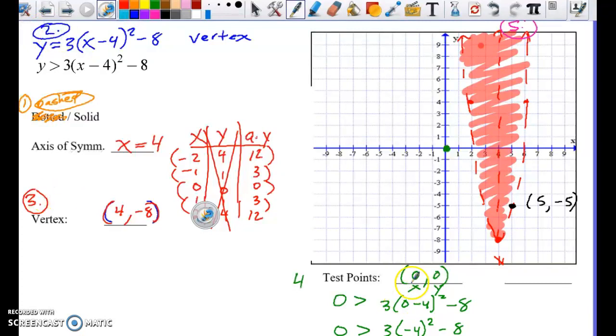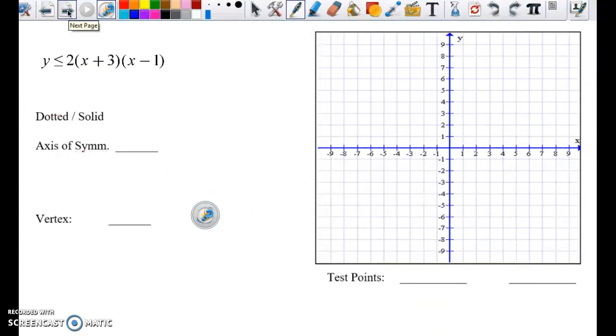Then test a point, and then shade. Let's do another one that's in a slightly different form. All right, this is in the factored or intercept form. First, is it dotted or solid? And I'm sorry, again, I'm going to say dashed, dotted interchangeably here.